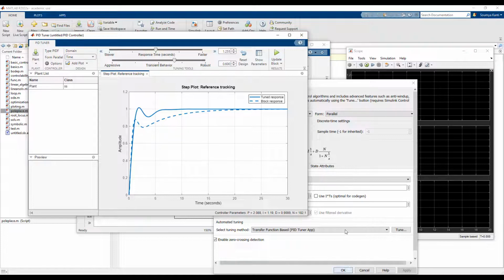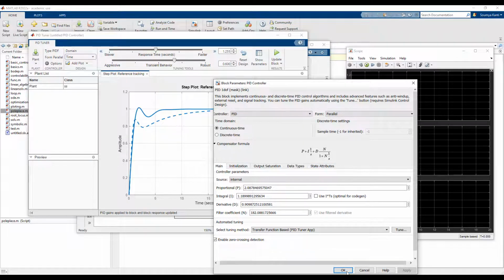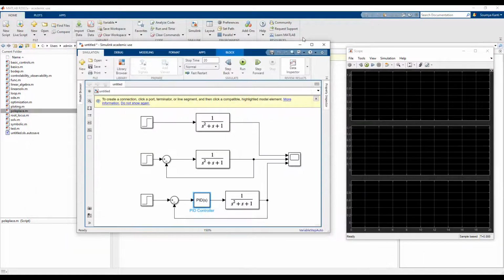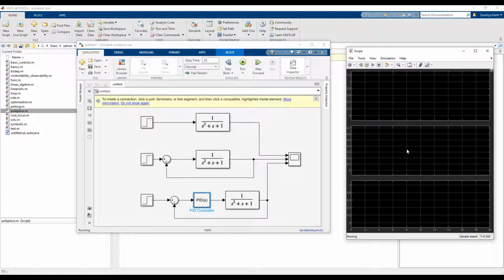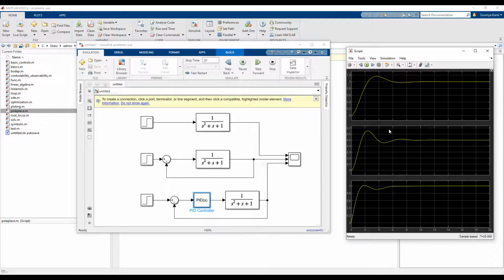I'll close it. All the values, you can see P, I, D, N values are here. It has already updated those values here. I'll press OK. And now if I run it, you can see this was the open loop one. This is the closed loop one. It didn't reach 1 before, but here you can see that it reaches 1 very quickly and it settles down very quickly, and the overshoot is much less.